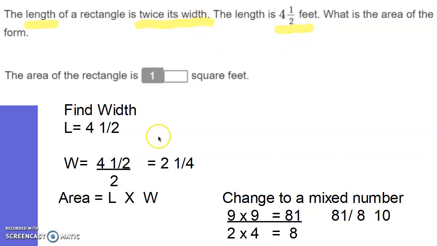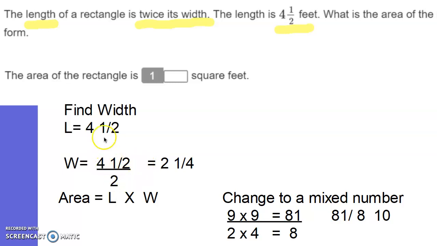So half of 4 would give us 2, and half of 1/2 is going to give us 1/4. So now they want to know what is the area of the rectangle. So we're going to plug in our numbers, length times width, and we have to change these both back into improper fractions.